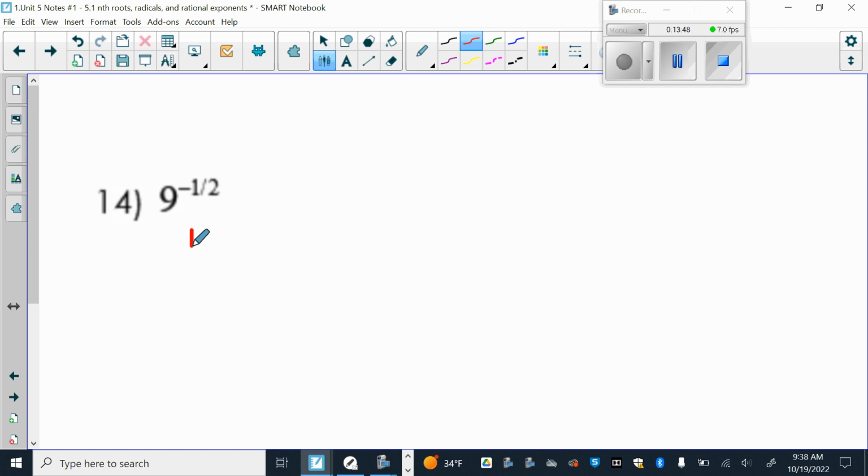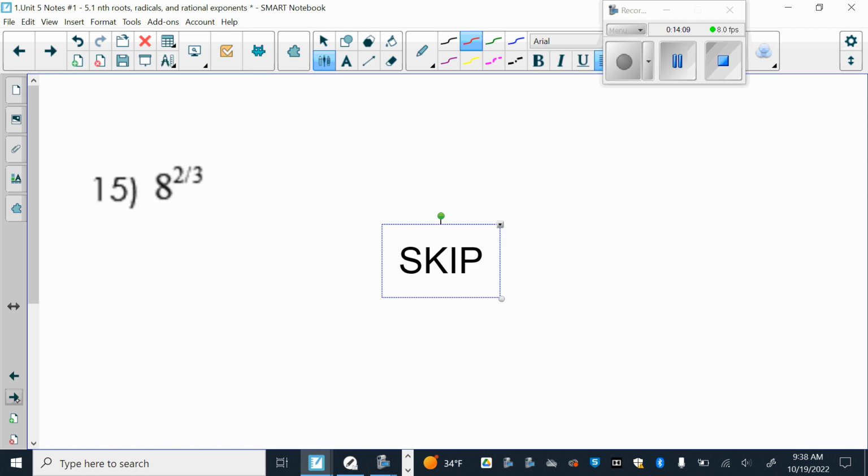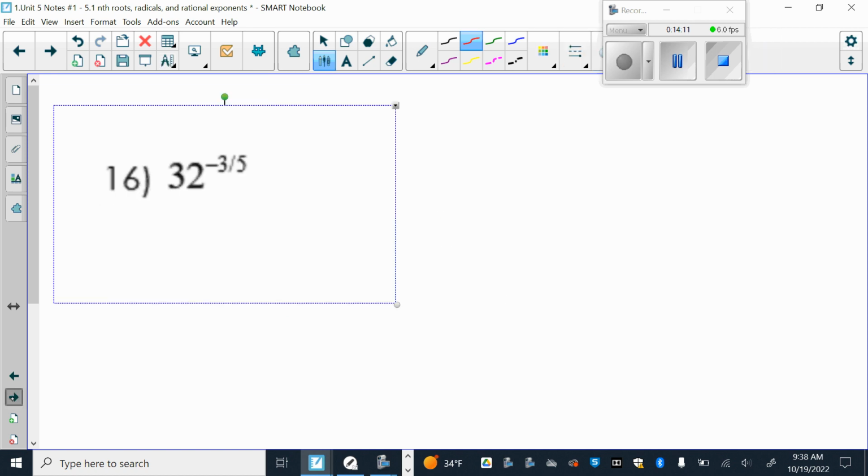Negative exponents just mean we have to reciprocate. You got to move it to lose it. So I can rewrite this as 1 over the square root of 9, which is 1 over 3. Number 15. Again, we're going to skip for time purposes.